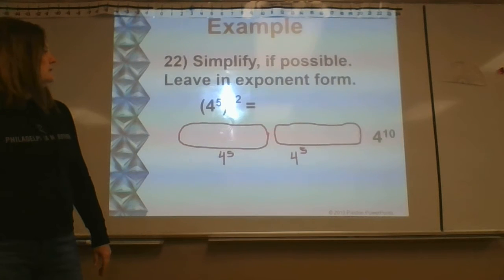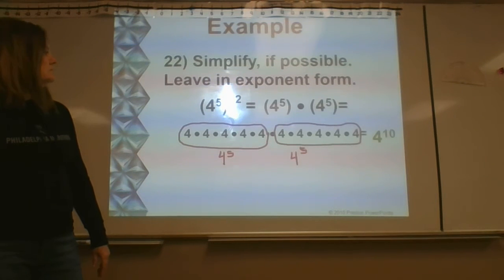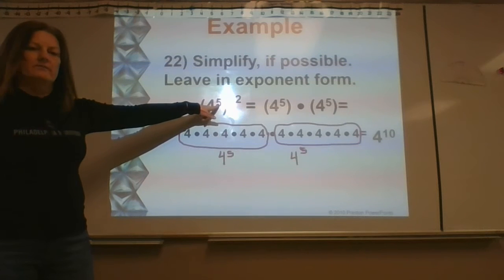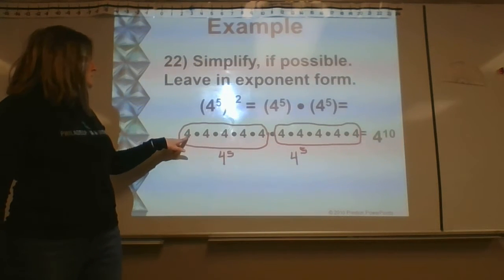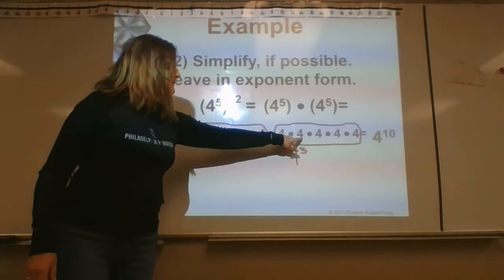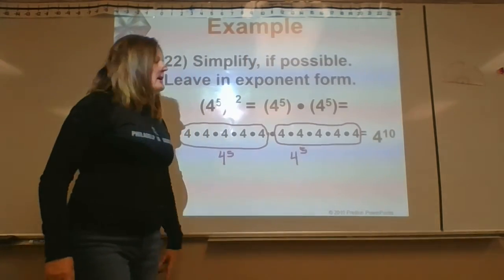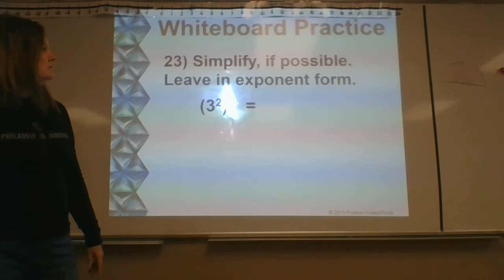Let's take a look at this one. Same thing. 4 to the 5th, squared, means you're multiplying 4 to the 5th 2 times. So we have 4 to the 5th here, and 4 to the 5th here, and that would be 4 to the 10th.